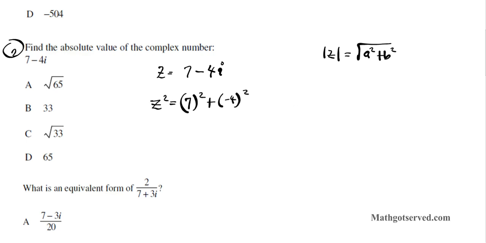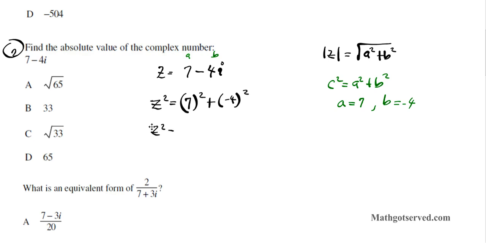How did this happen? We remember that from the Pythagorean theorem, c squared is equal to a squared plus b squared. And if you have this complex number, a is the coefficient of the real part, and b is the coefficient of the imaginary part. So a is 7 and b is -4. So that's how I came up with this expression right here. Okay, this equation, sorry.